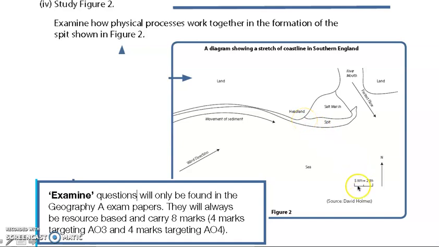Now the spit, we could measure it. 2 centimetres is 5 kilometres. Measure it. So that's probably about 5 centimetres, so it might be 10 kilometres long. We can see there is a salt marsh formed to the north of the spit. We can see that the fastest flowing river prevents the spit from growing further east. So things like that are going to show that you've used this resource and built it together in your answer.